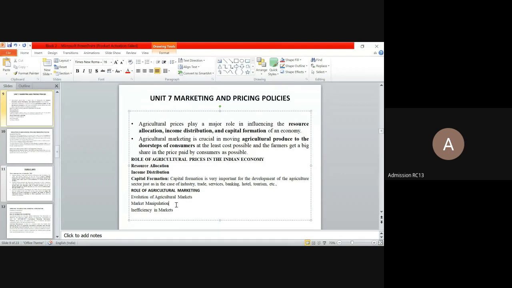So the evolution of agricultural marketing came with agricultural marketing itself. Market manipulation also happened simultaneously. You can just imagine, the more the markets, the more the manipulation, and with more manipulation, inefficiency of the markets will result. So this was the result of agricultural marketing.